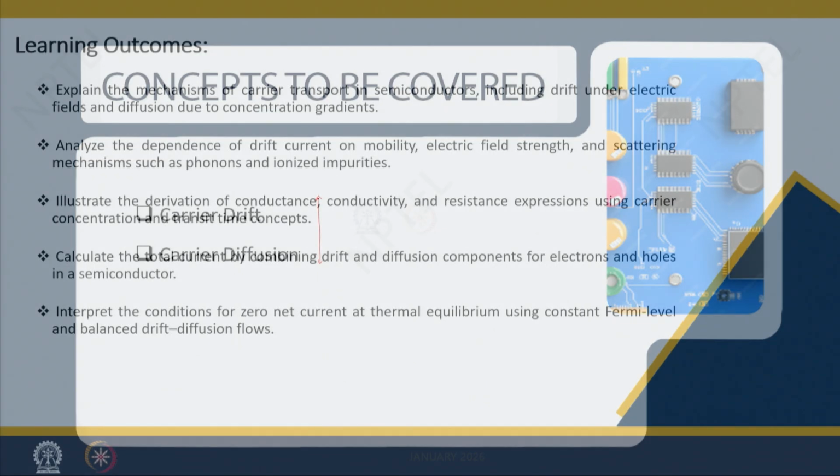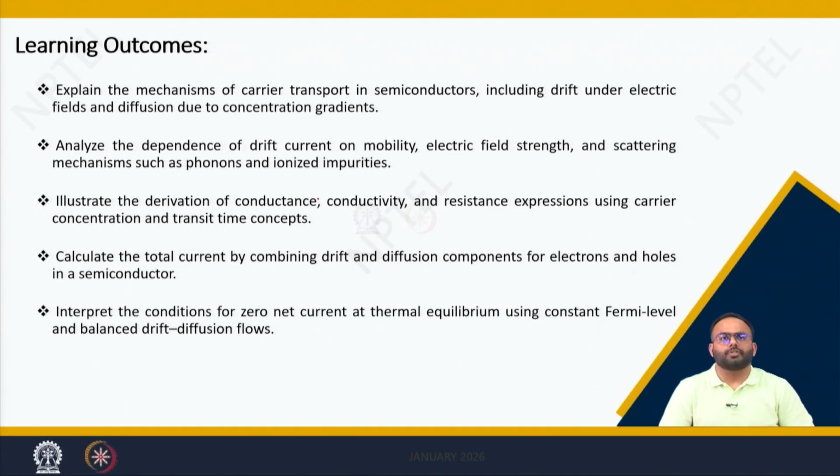and carrier diffusion. These are the learning outcomes of this lecture, which tell you how the carrier transports in semiconductors, including drift under the electric field and diffusion due to concentration gradient. This lecture will help you to plot the conduction band and the valence band slopes with varying electric fields.